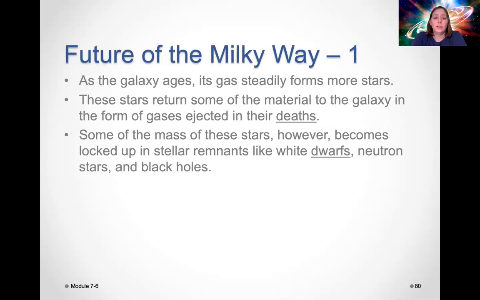As the galaxy ages, its gas steadily forms more stars. These stars return some of the material to the galaxy in the form of gases ejected in their deaths. Some of the mass of these stars, however, becomes locked up in stellar remnants like white dwarfs, neutron stars, and black holes.